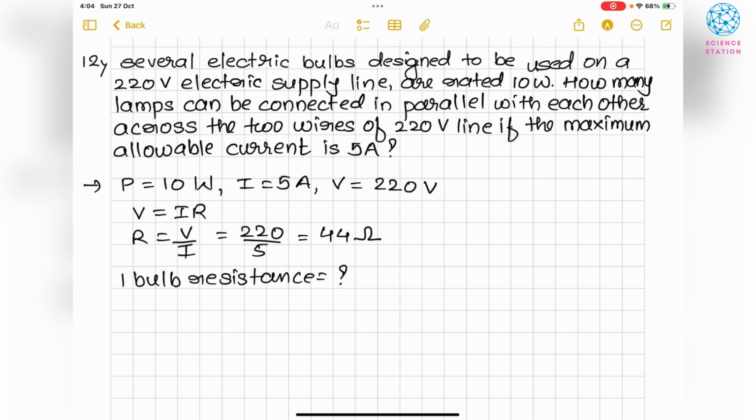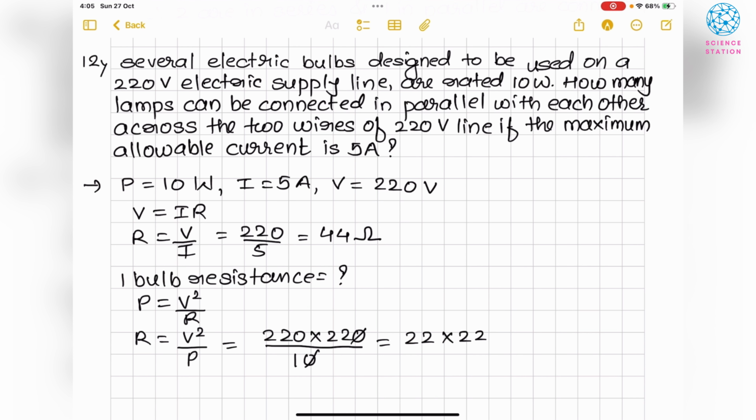So now one bulb resistance, I have to find. So P equal to V square upon R. So R will be equal to V square upon P. So that will be 220 into 220 upon 10. So that is coming as 22 into 220. So 4840 ohms.